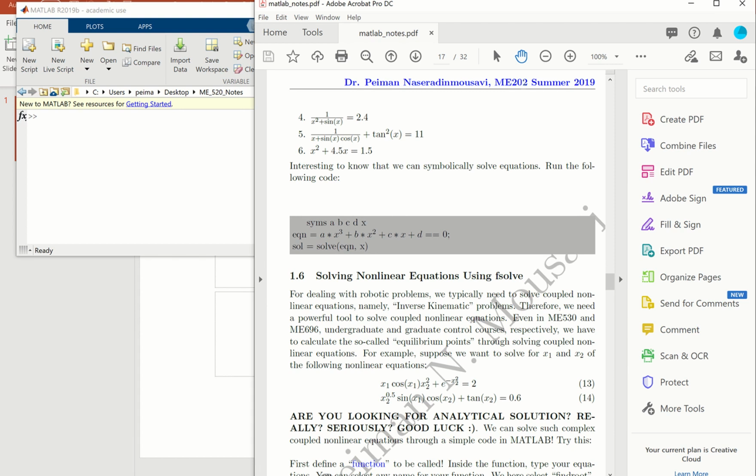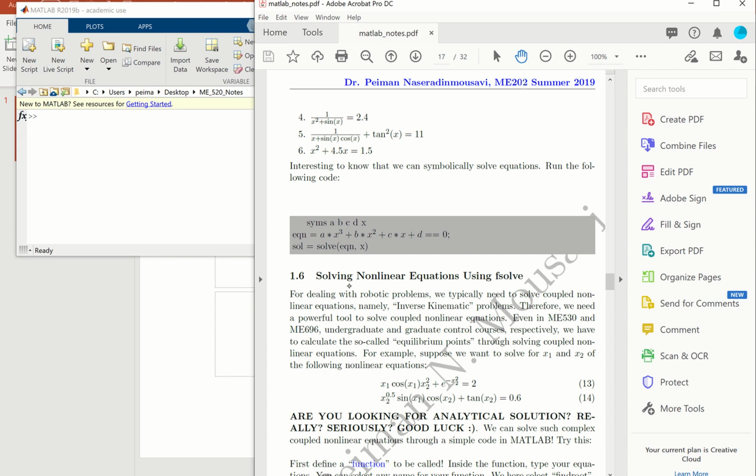When you become a roboticist and take a robotics course, you sometimes have to solve for the inverse kinematics of robots, or find the equilibrium points of nonlinear systems in control classes. So you have to solve nonlinear equations. Therefore, we need a powerful tool to solve coupled nonlinear equations. Even in ME 513, the undergraduate control course, and ME 696, linear system theory that I'm teaching, we have to calculate the so-called equilibrium point by solving coupled nonlinear equations.